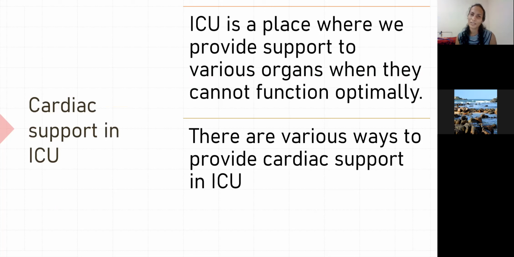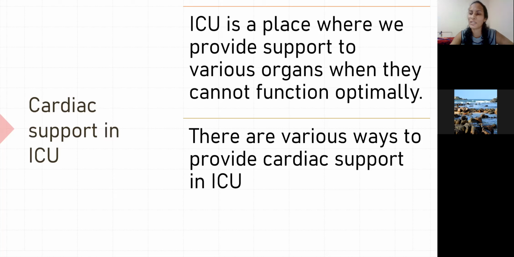Before talking about cardiac support itself, let me talk about what organ support is. In the intensive care, what we do is we support your organs. This is how the ICU differs from your normal routine ward setups. In routine ward setups, you are not able to provide organ support, but in ICUs, we can.